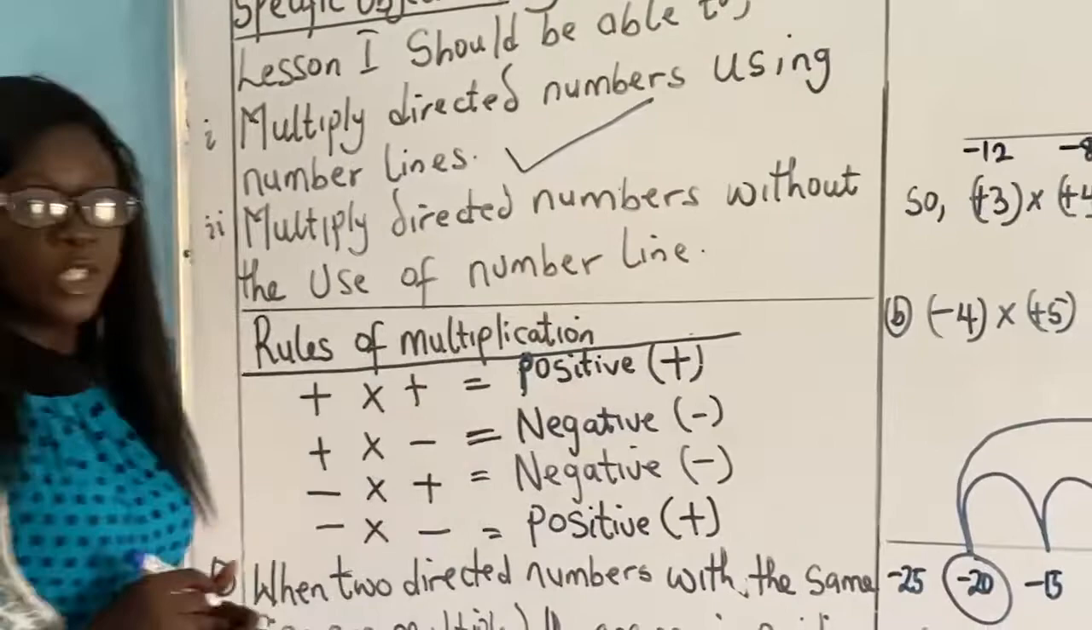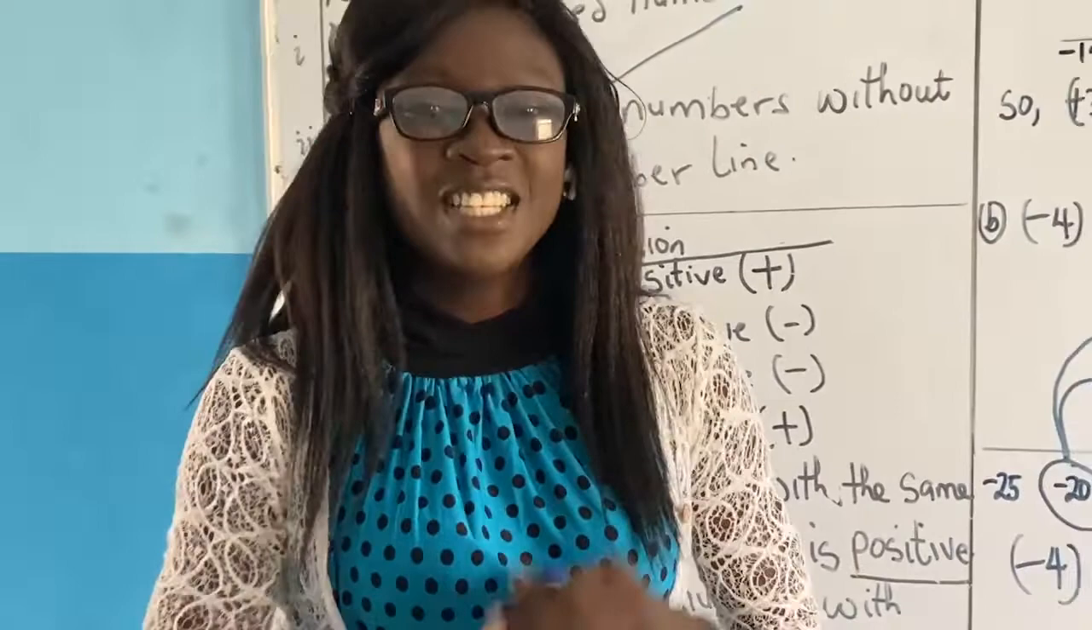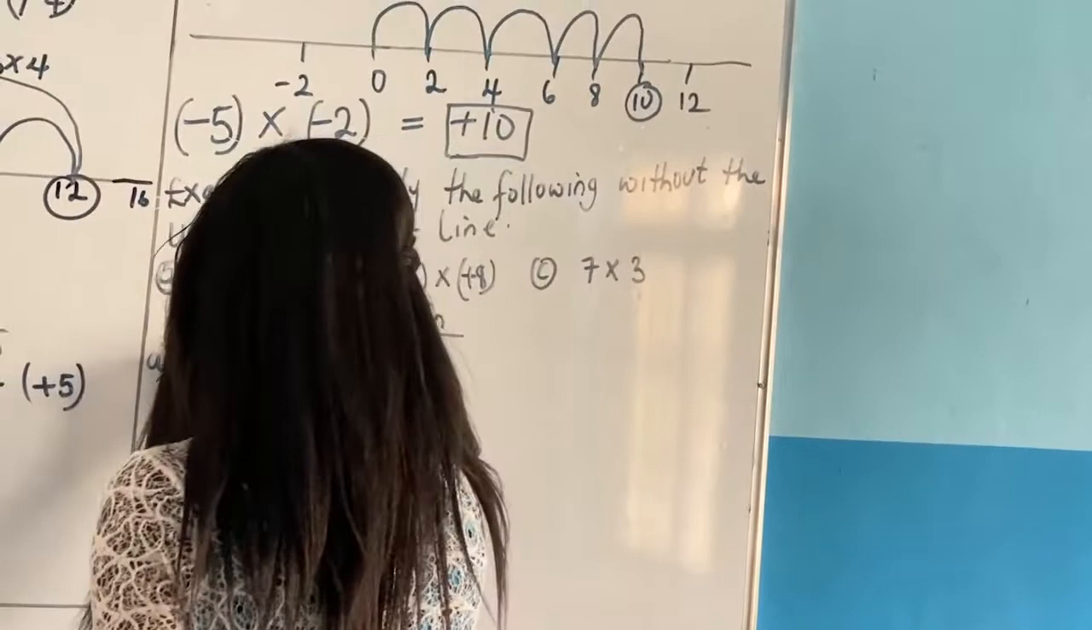And I know you guys are experts in this. So let's do the second objective, multiplying directed numbers without the use of number line. This is very simple. One line, you are done. Let's see this. The first one we have was positive 3 multiplied by what? By negative 5. So I have positive 3 multiplied by what? By negative 5.